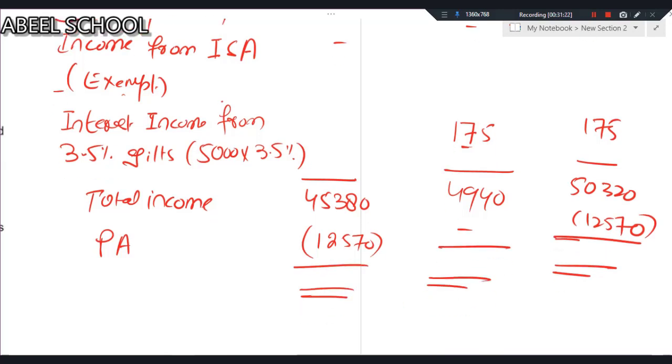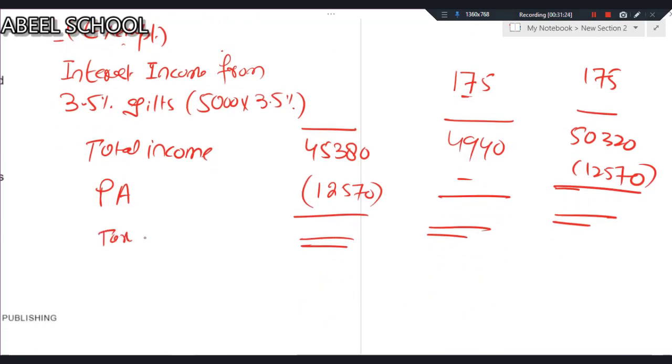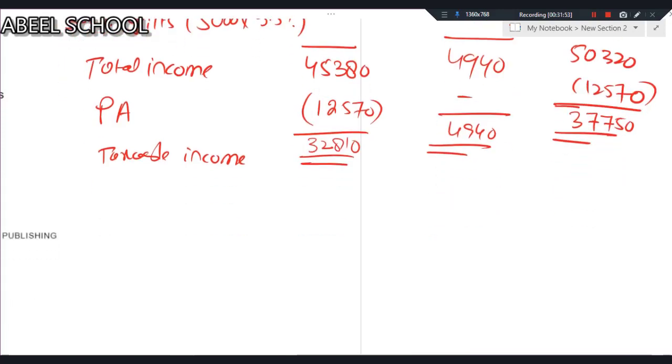Now we'll have taxable income. Let me use the calculator. 45,380 minus 12570. Dear student, the taxable income in non-saving column is 32,810. Over here it is 4940. Total 37,750. Now let's calculate the income tax liability for Kate. We have almost completed the question, but not exactly 100%.